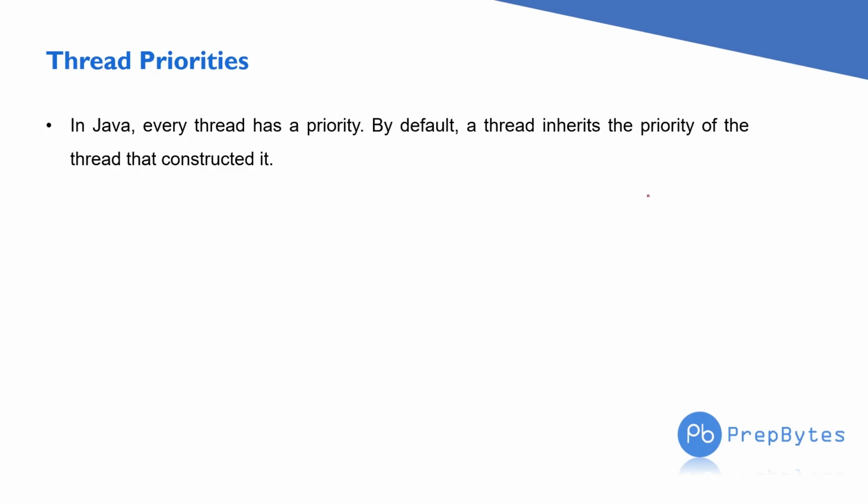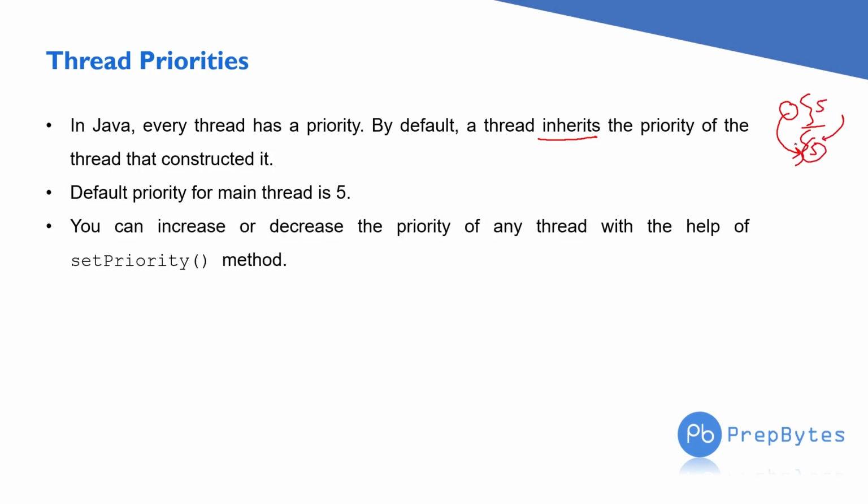In Java, every thread has a priority. By default, a thread inherits the priority of the thread that constructed it. For example, this is my main thread and this is a child thread. So whatever the priority of the main thread is will be the priority of the child thread. It will inherit the properties of the thread that constructed it. The second point is that the default priority of the main thread is 5. So the child thread will also have a default priority of 5.